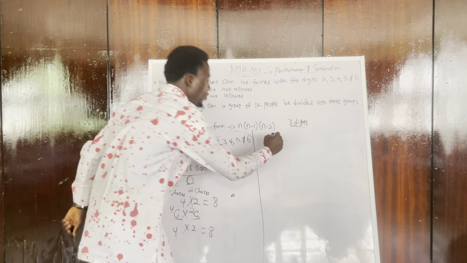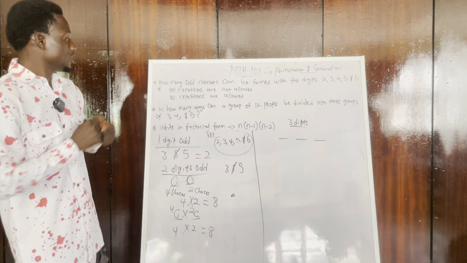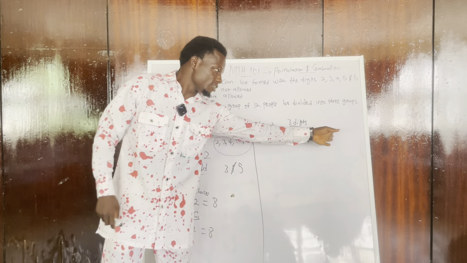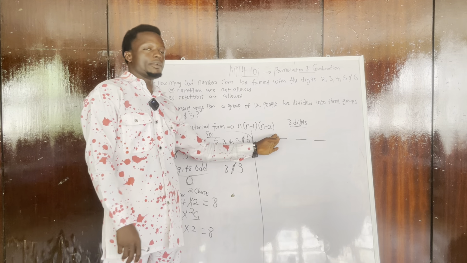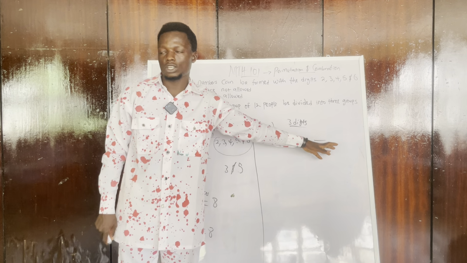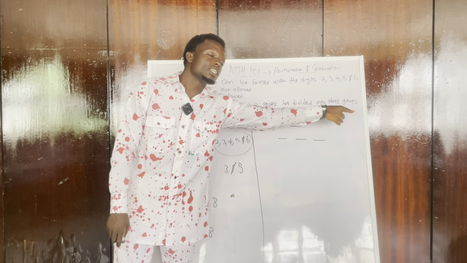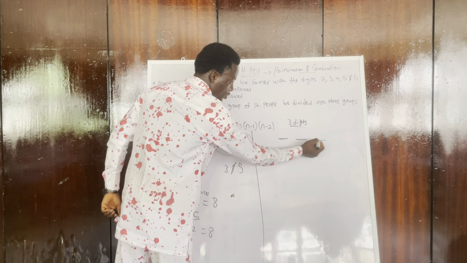number, let's say we have 1, 2, 3. For a 3-digit odd number, we need to start from, if the condition is even number, you can start from here. But since it is an odd number, it's the last digit that determines whether it's an odd number or not. So we are filling the last digit first. Now we want to form 3 digits. That's why I'm drawing 3 dashes.